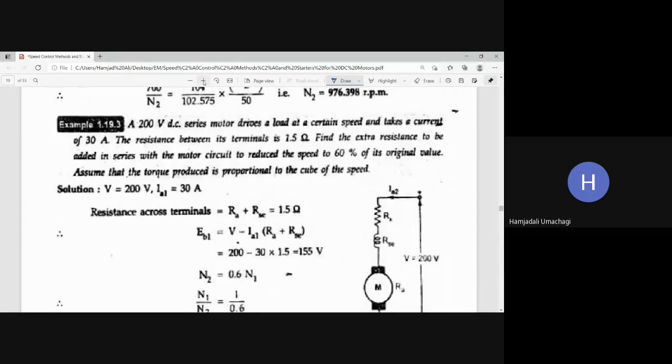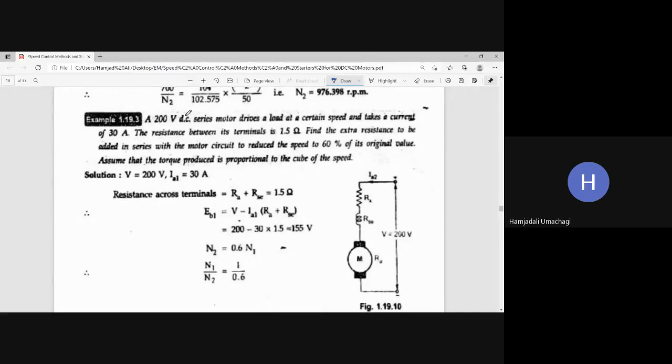Anyhow, I have shared the notes. You can practice later on. You just try to follow the methodology, how to solve the problem. A 200 volt DC series motor drives a load at a certain speed.